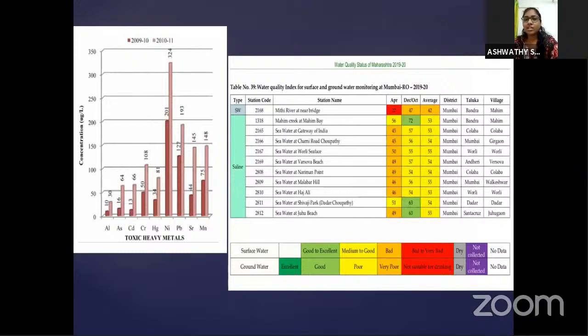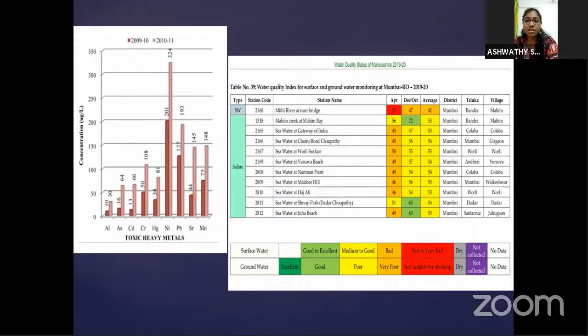Here we can see a chart. The left chart is the analysis done in 2012. Now let us compare how it was previously, which we can see in the left side graph, and the right side chart is the recent analysis done. In the first chart, from 2012, a study was conducted to determine the level of heavy metals in the Mithi. They found the heavy metals had exceeded the maximum permissible range.